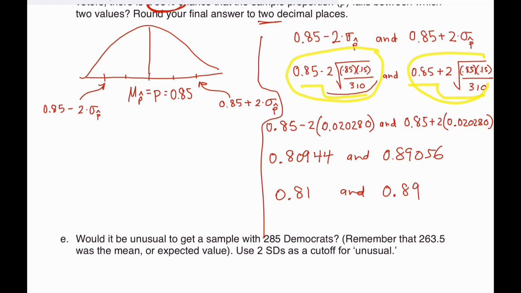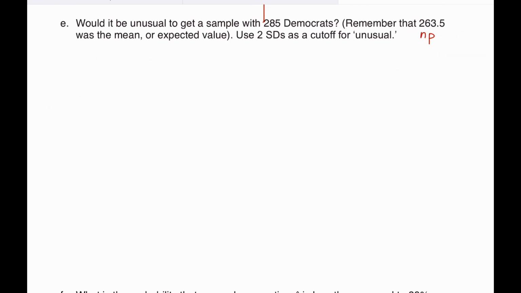So 95% of the sample proportions will fall in this range. Okay, so would it be unusual to get a sample with 285 Democrats? Remember that 263.5 was np, and that's sort of our expected value. If there's 85% Democrat and you have 310 in your sample, you expect 263.5 of them to be Democrat. So is 285 Democrats especially or unusually high?